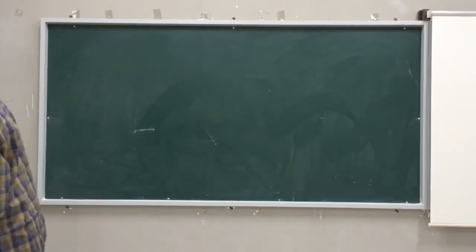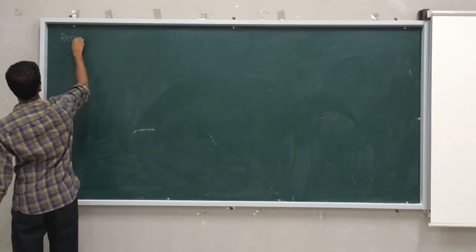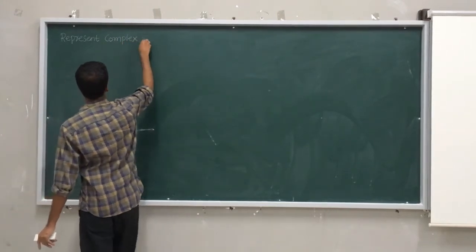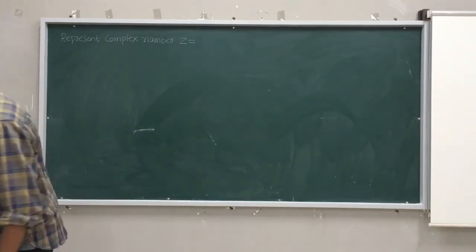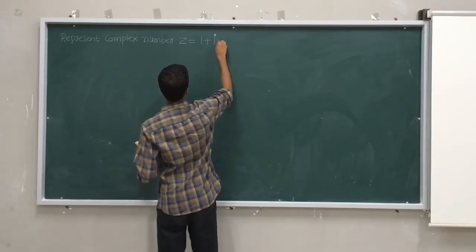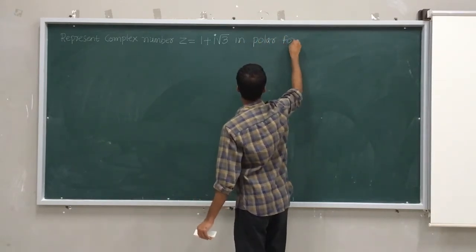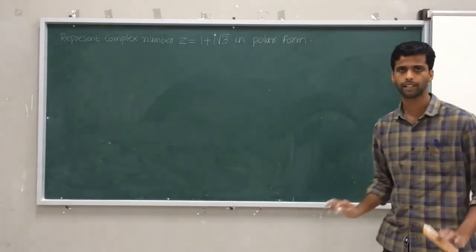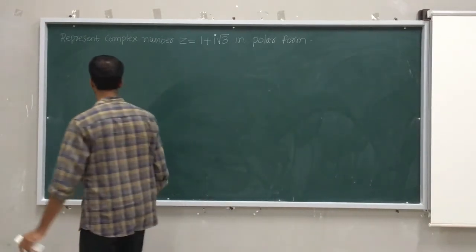Okay, the very first question, we will take a very simple question. Represent the complex number z equal to 1 plus i root 3, okay, 1 plus i times root 3, in polar form. So they have given one complex number which is in standard form, no doubt at all. They expect me to express it in polar form. So how to write? I'll do it in a systematic way.